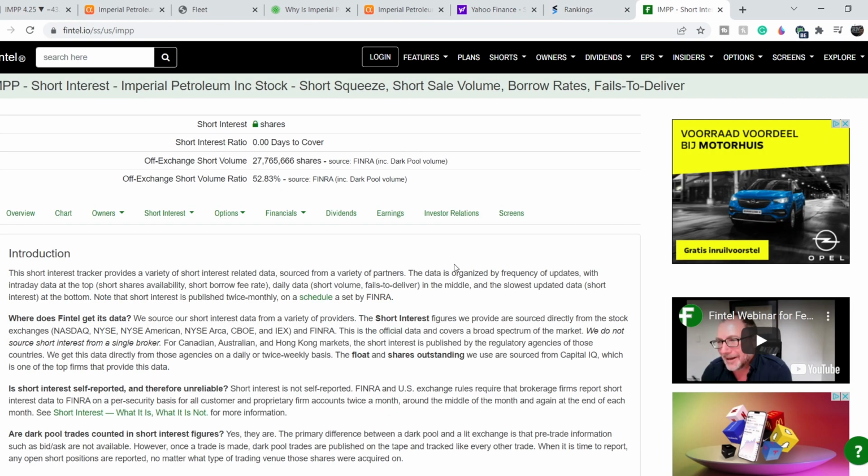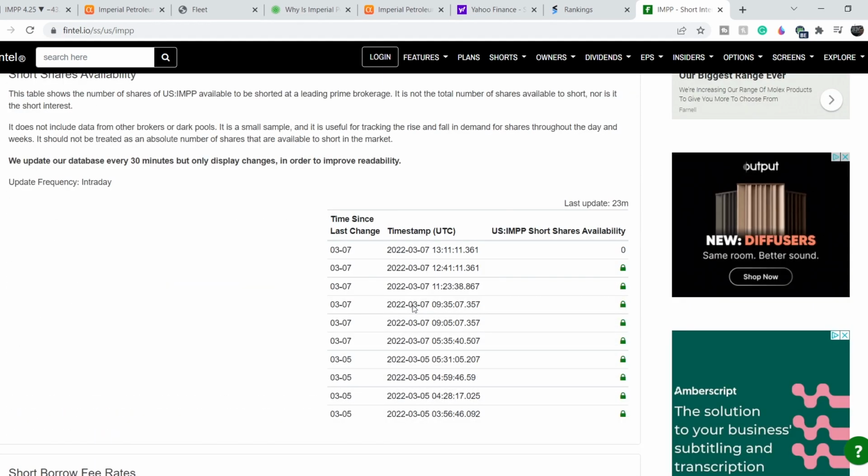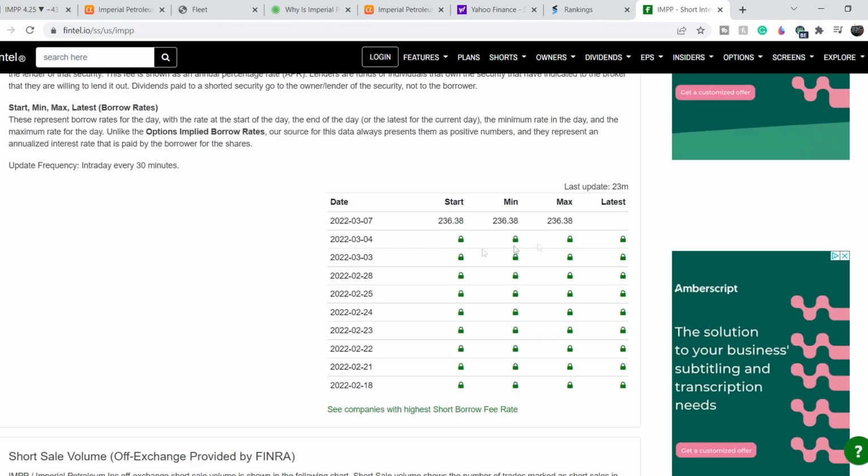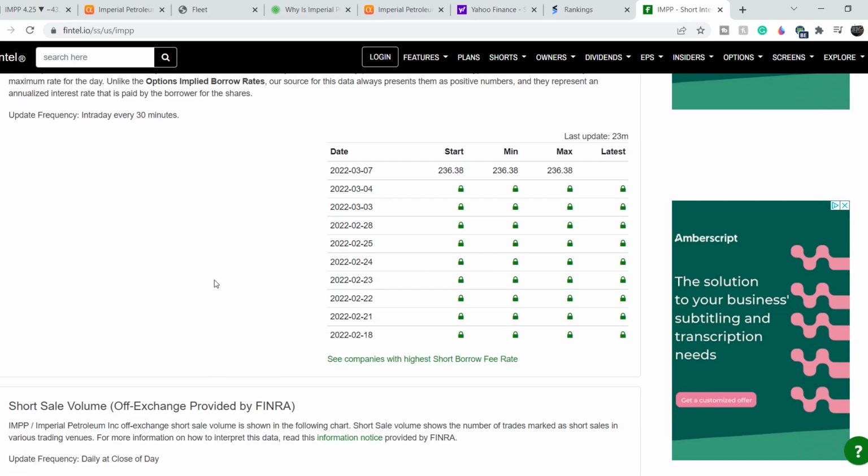On top of this information, let me show you that this asset is a heavily shorted stock, and as you can see on fintel.io, according to this data, there are zero shares available for shorting, and the last update was made only 23 minutes ago, and the short borrow fee rate is extremely high. It is 236.38, and definitely it might lead to much higher price targets because of a potential short squeeze, and we have to be prepared for this movement.